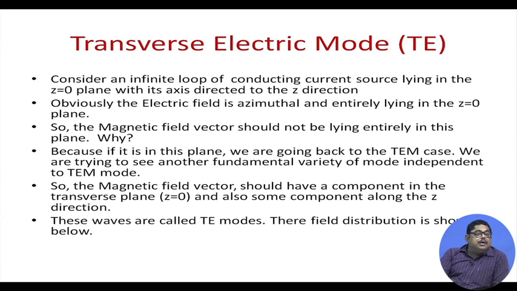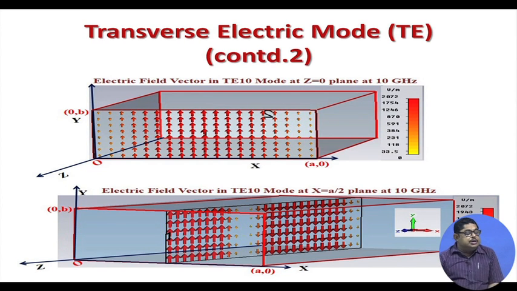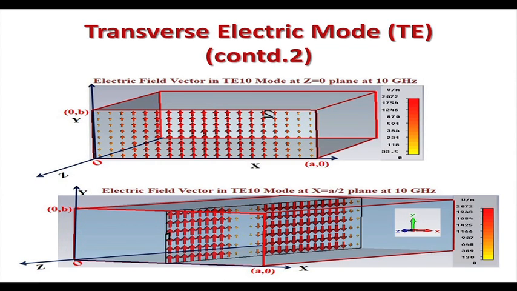So, the magnetic field vector should not be lying entirely in this plane. Why? Because then we are going back to the TM case. Again that same logic. So, the magnetic vector should have a component in the transverse plane and also some component along the z direction. These waves are called TE modes. Their field distribution is like this. This comes in, we will see, in waveguides. You are familiar with it; it is an example of a TE10 mode.